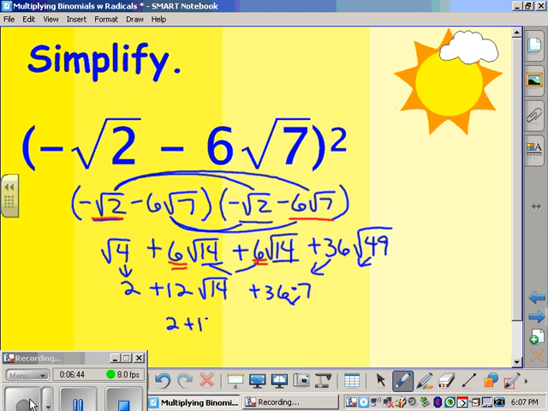So we'll have 2 plus 12 radical 14 plus, and then when we multiply 36 times 7, we get 252. From here, 2 and 252 are like terms because they don't have any radicals attached to them. So we will change that when we add them together to 254. Then we will just slide over the 12 radical 14.